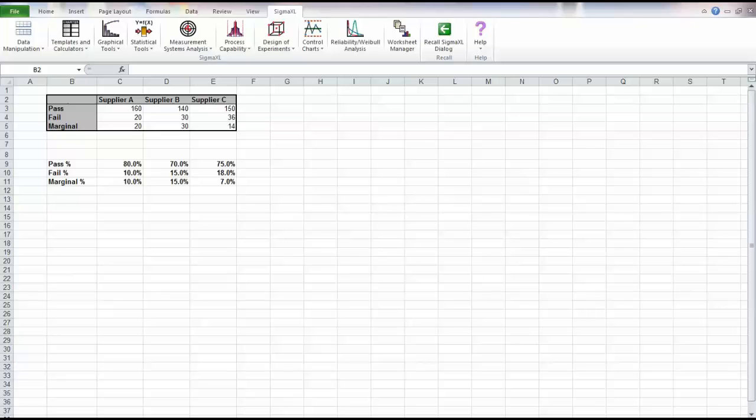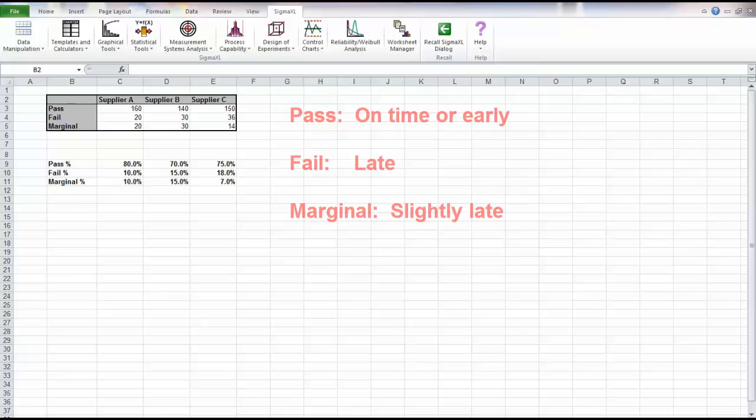So in this file called attribute data, we have the last 200 deliveries from each of the 3 different suppliers. And we've summarized this into a table. Pass is where the supplier delivered on time or early. Fail is where they were definitely off, and marginal was they were close to the delivery time promised, but they really didn't make it. So this is summarized data.